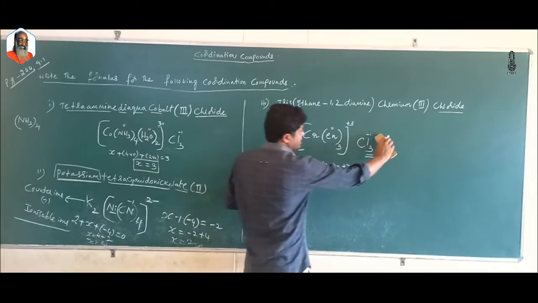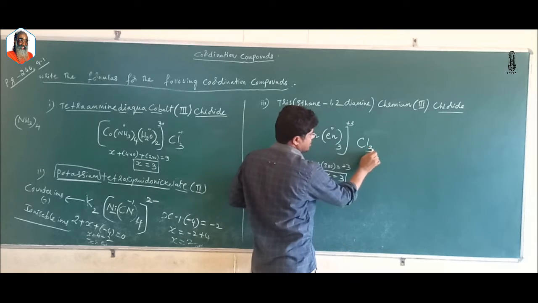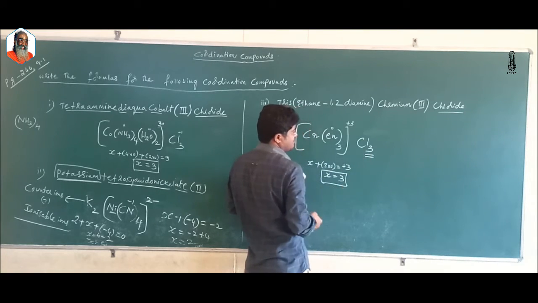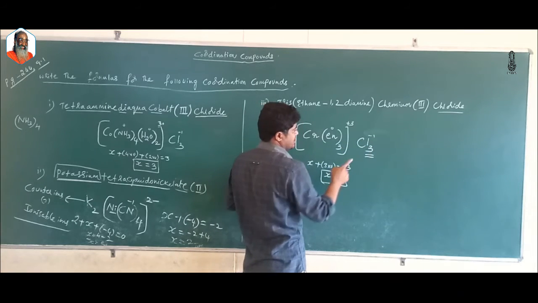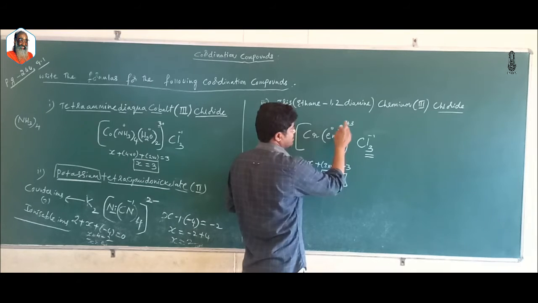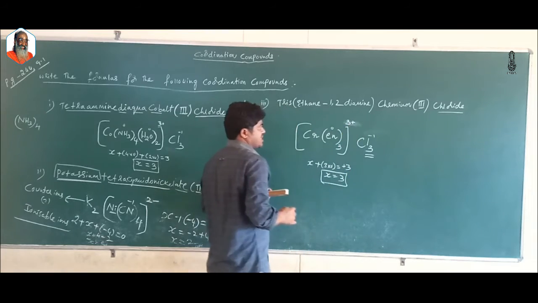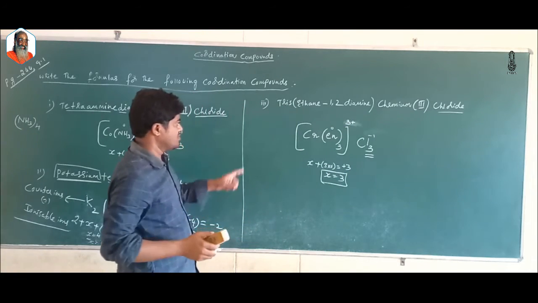So there should be 3 chloride ions outside the coordination sphere. That is Cl3. Each ion carries a charge of -1, so -1 into 3 is -3. The charge on the anion is balanced by the charge on the complex by writing the same number with opposite sign. Understood this, please?